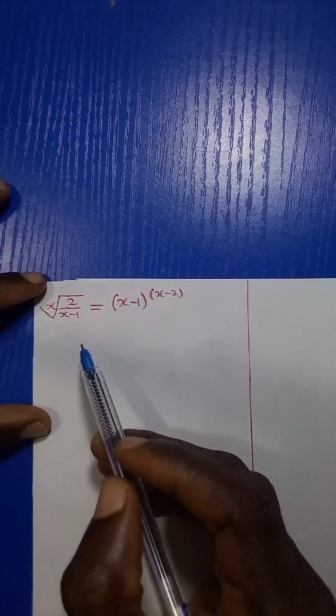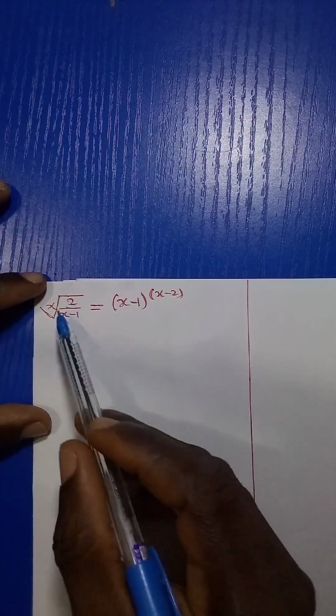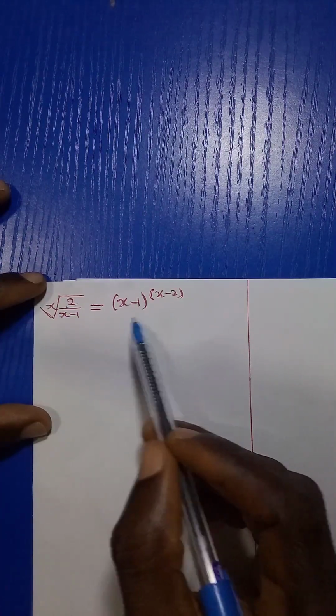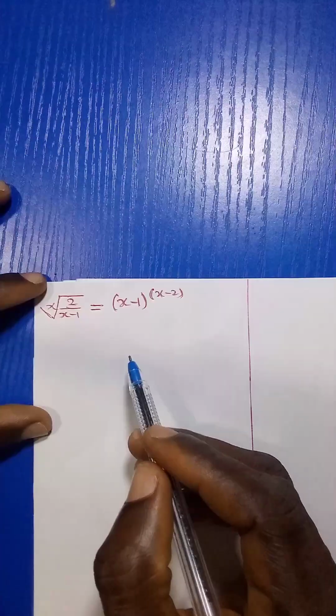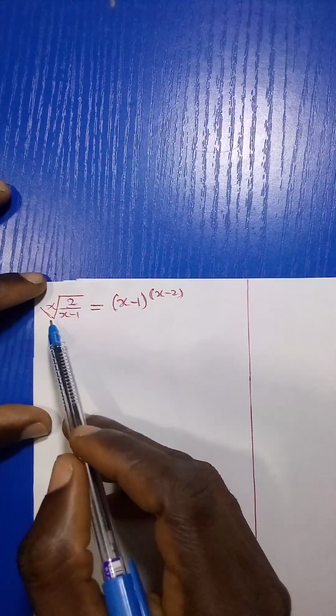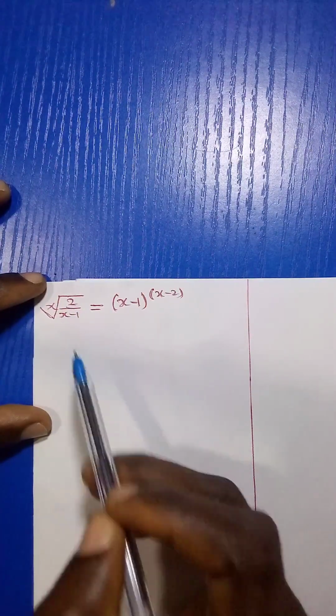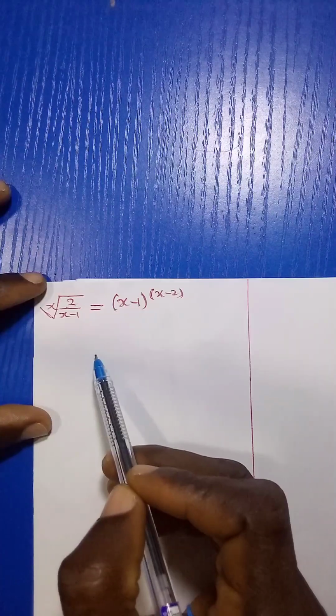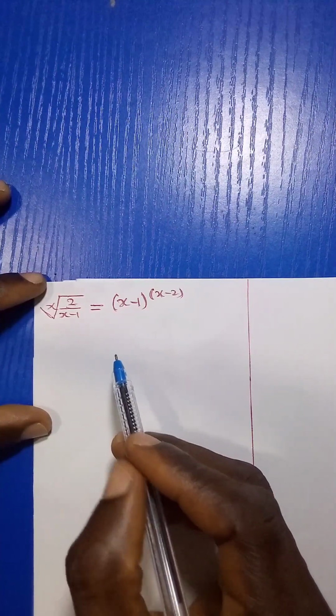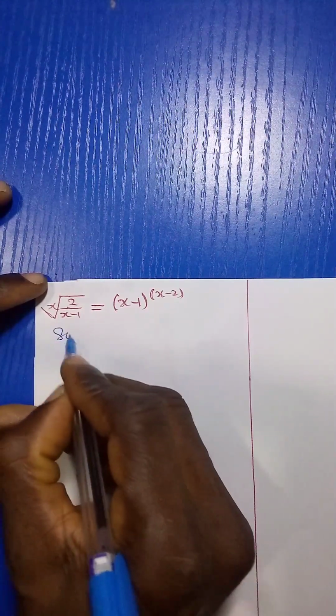In this video, I have a combination of radical expression and exponential expression forming an equation. What I'm giving is the x root of 2 over x minus 1 is equal to x minus 1 in brackets to power x minus 2. What am I going to do to solve this problem?